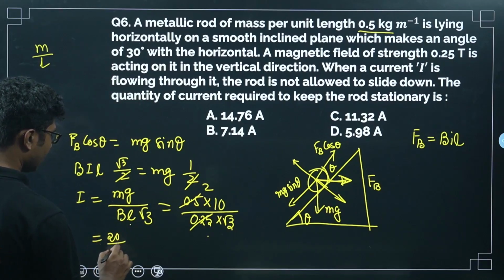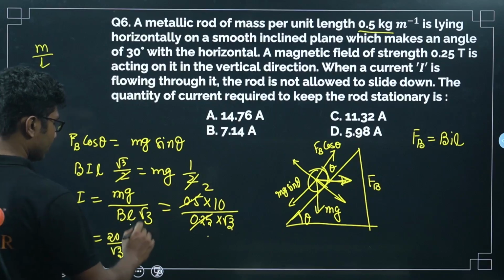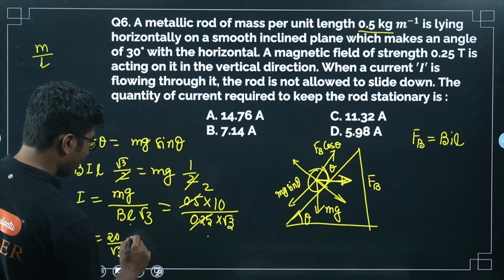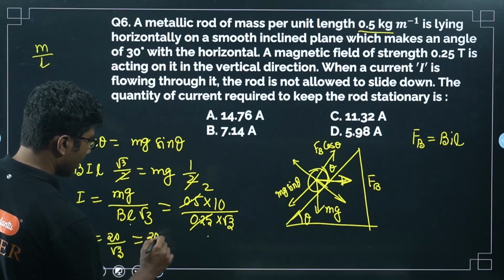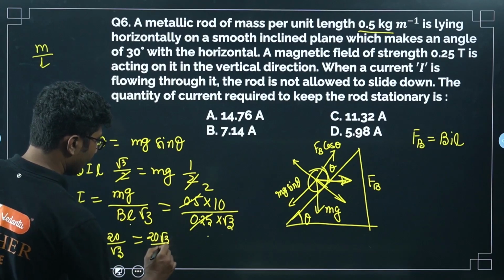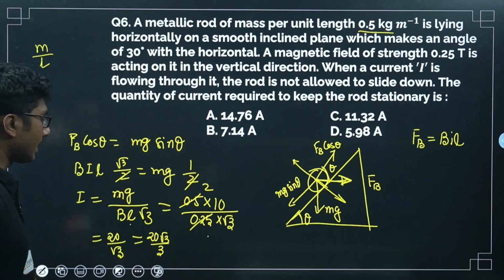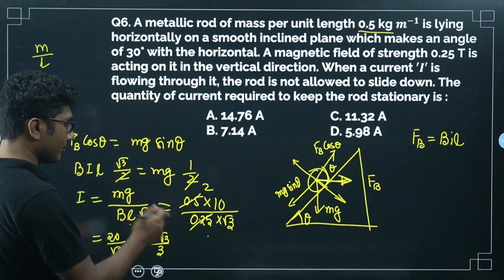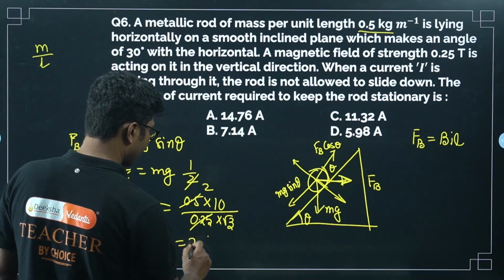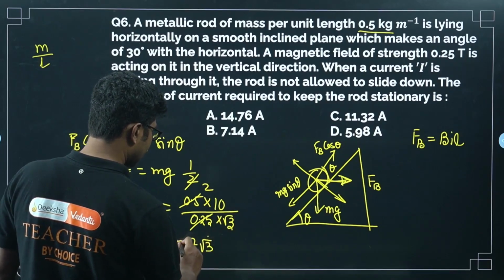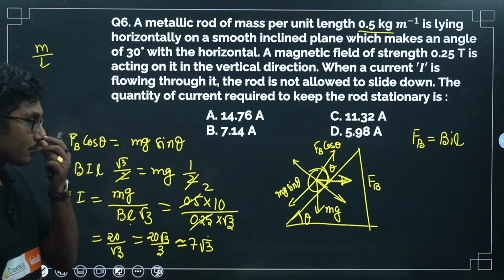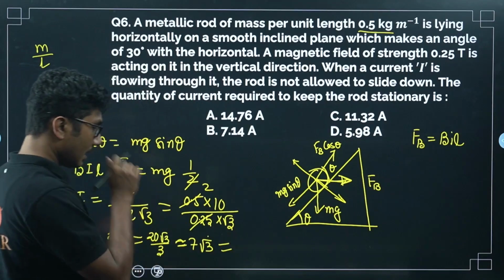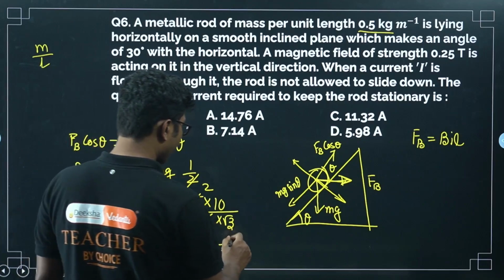by root 3. So what we can do? We can simplify it. 20 root 3 by 3, right? We can assume that. Now the simplest solution is to make this 20 as 21, so it will be 7 root 3. This is the nearest solution. We cannot use a calculator, so we have to use our head, we have to use our brain to solve this problem. Now what is the value of root 3?